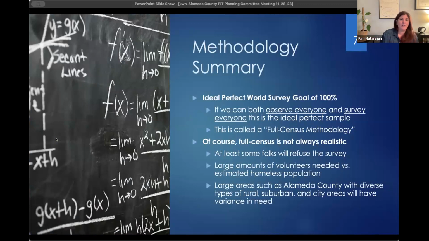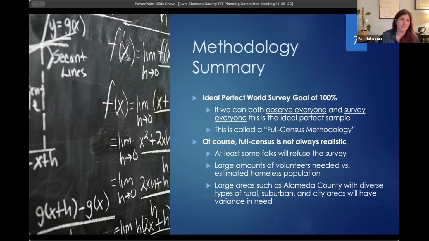Okay, so a point-in-time methodology. Ideally, in a perfect world, we would observe everyone and we would survey everyone. We would know all the people and where they are and how to get to them, and we would have a conversation and do a survey with every single person actively experiencing homelessness on the day of the count. Believe it or not, there are communities that attempt to do this, and that's called a full census methodology.